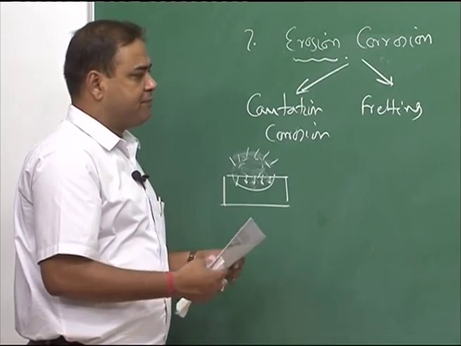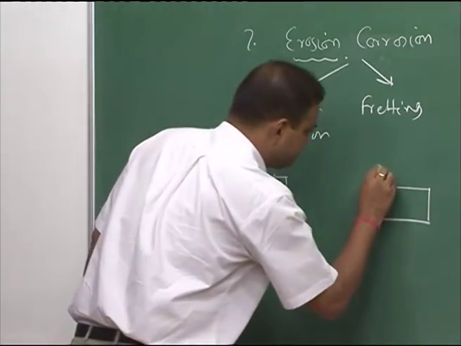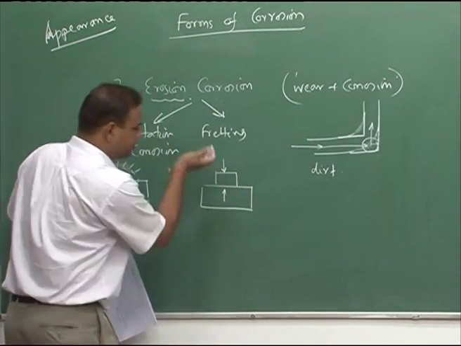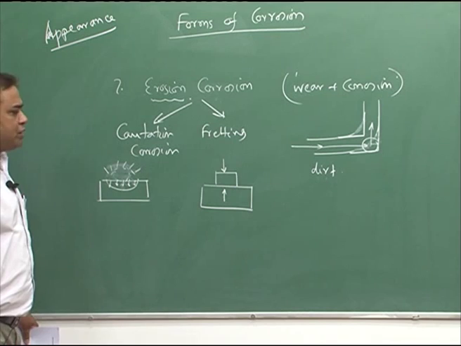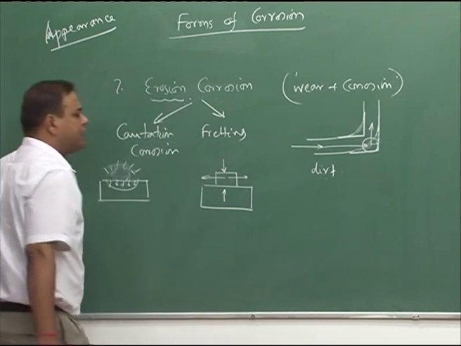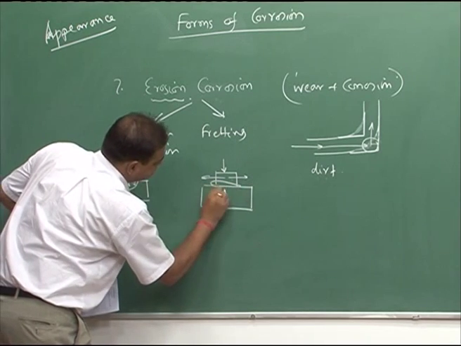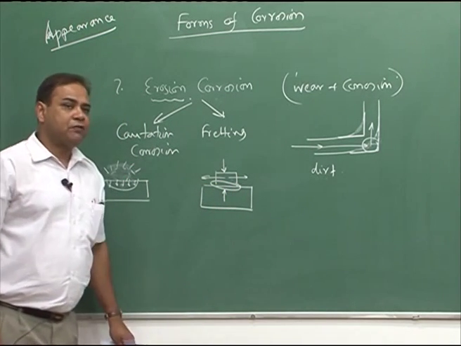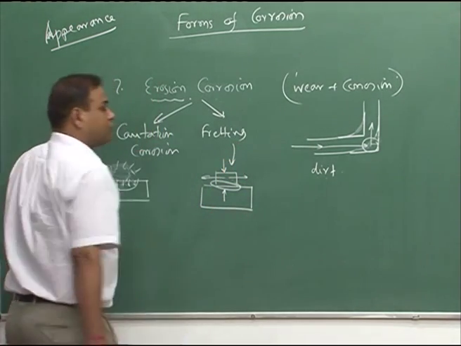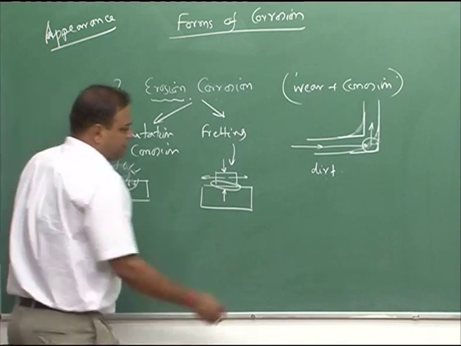Now, fretting attack can happen when, let us say, this is a metal object, and on top of that another small metal object, and these two metal objects are under compressive load, and there is a very small relative movement between the lower part and the upper part. So, around this region there is a possibility of corrosion, and that corrosion effect is called fretting corrosion. And we can experience fretting corrosion in the case of rails.